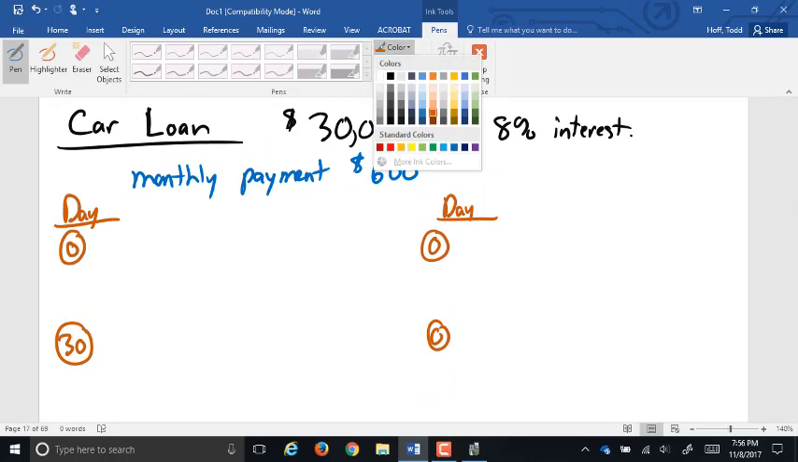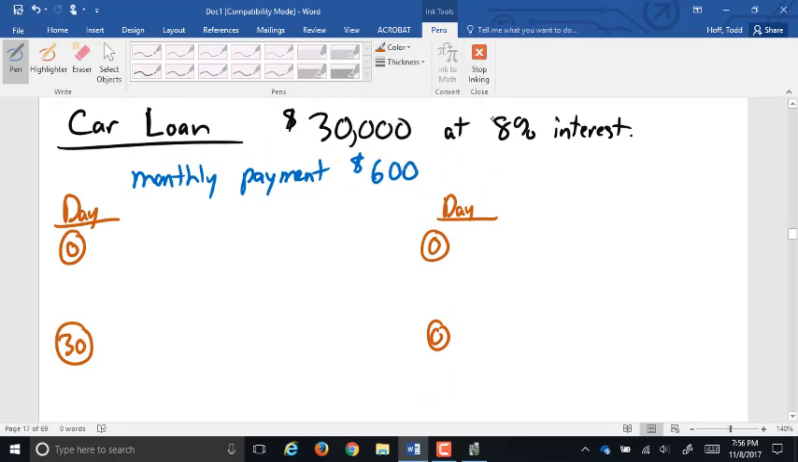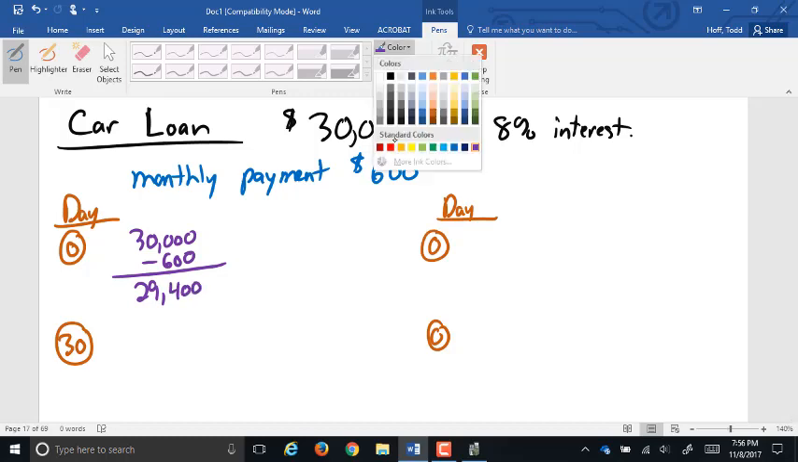Let me help you through this once. I'll do the first two payments in each with you. So in the first one here, day 0, our interest is nothing, right? So you take $30,000, you subtract the payment of $600, $29,400. Correct?